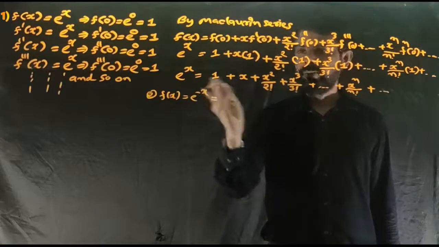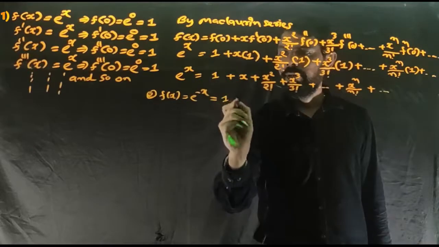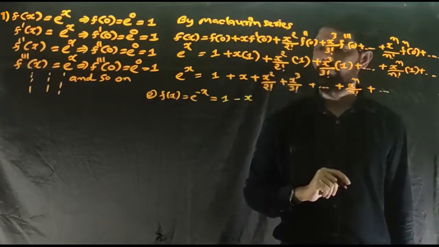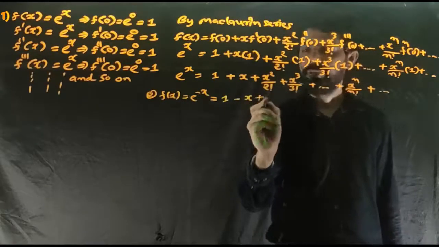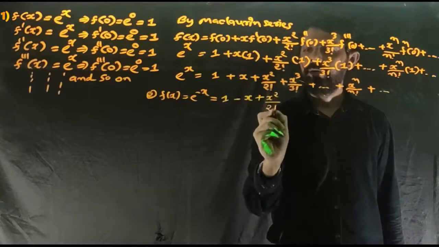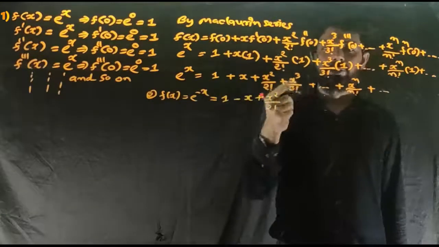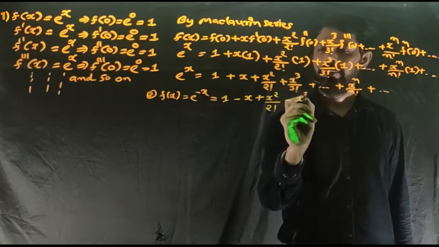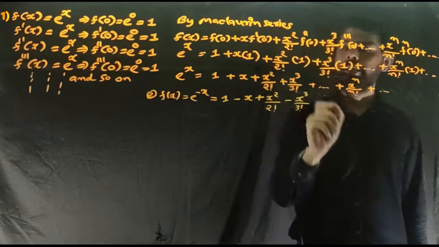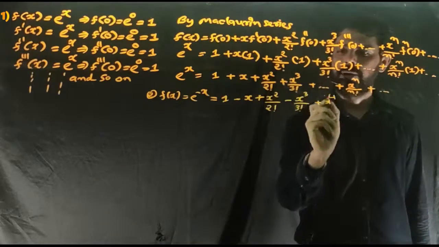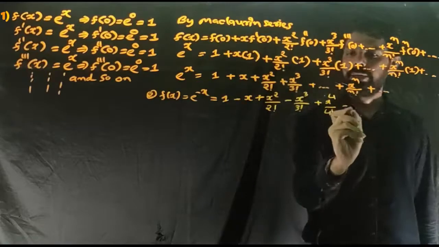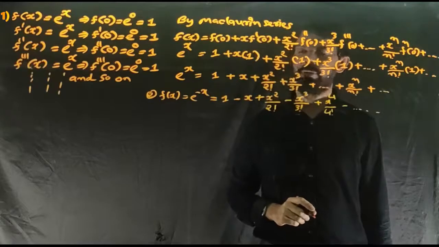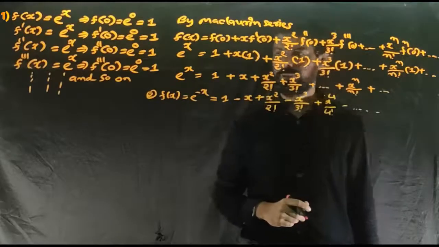So here if we replace x by minus x, then it will be 1 minus x, then here minus x whole square, and value of minus x whole square will be positive. So it is x square divided by 2 factorial, then minus x whole cube. So minus x whole cube will be negative. So here it will be negative, minus x cube by 3 factorial, then positive x raised to 4 by 4 factorial, then negative, so on. So this is Maclaurin series for e raised to minus x.